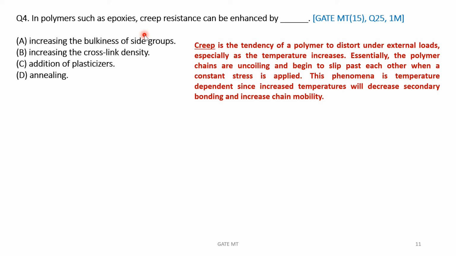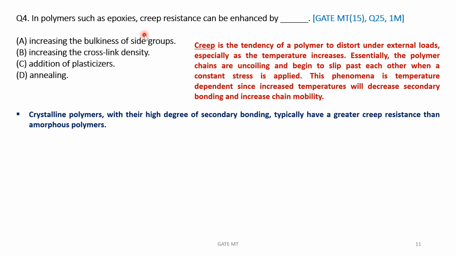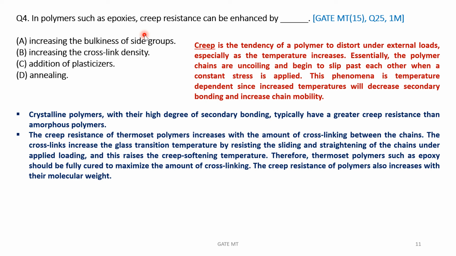So there can be distinction between crystalline and amorphous polymers. There can be distinction between thermoplast and thermoset polymers and so on. So first we will see between crystalline and amorphous polymers. Crystalline polymers, since they have a high degree of secondary bonding, have greater creep resistance than amorphous polymers. Then between thermosets and thermoplast.